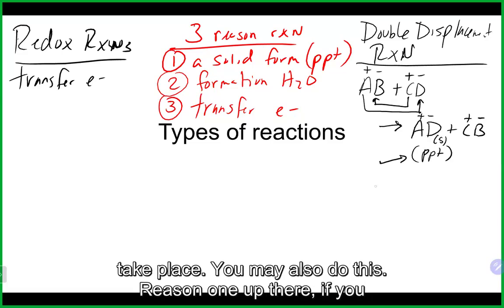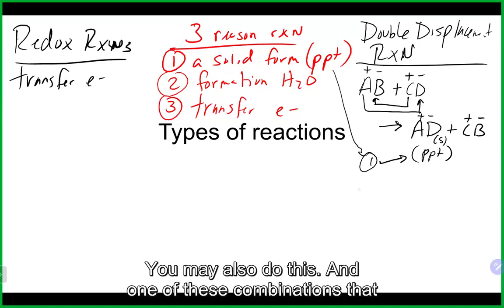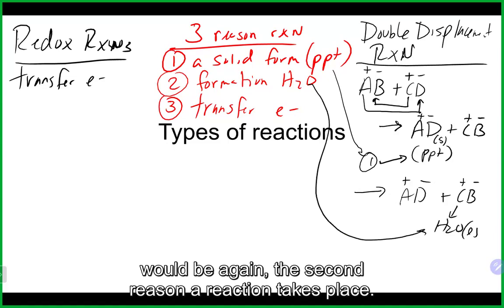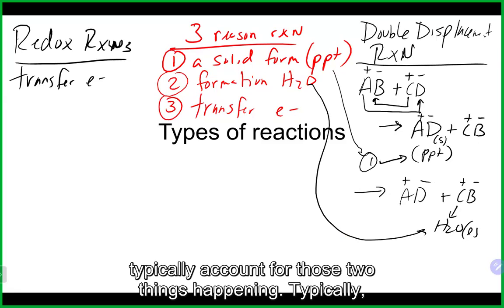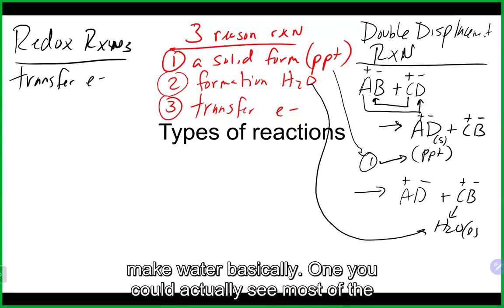You may also do this, reason 1 up there, if you will. You may also do this, and one of these combinations that come together over here will actually make water. And that would be, again, the second reason a reaction takes place. So when we talk about double displacement reactions, they typically account for those two things happening. Either you get a solid that forms, or precipitate, or you make water.